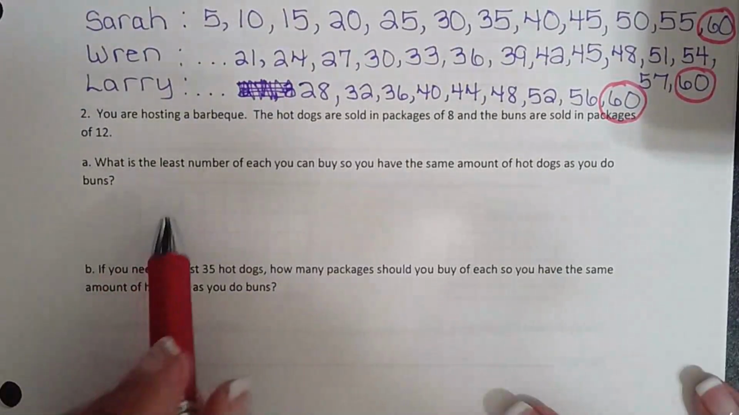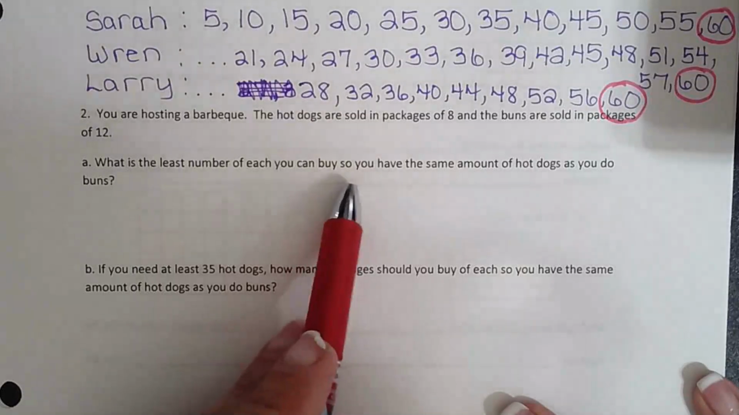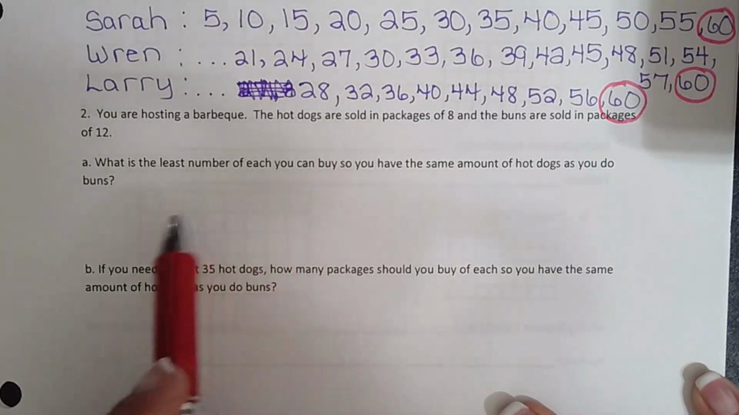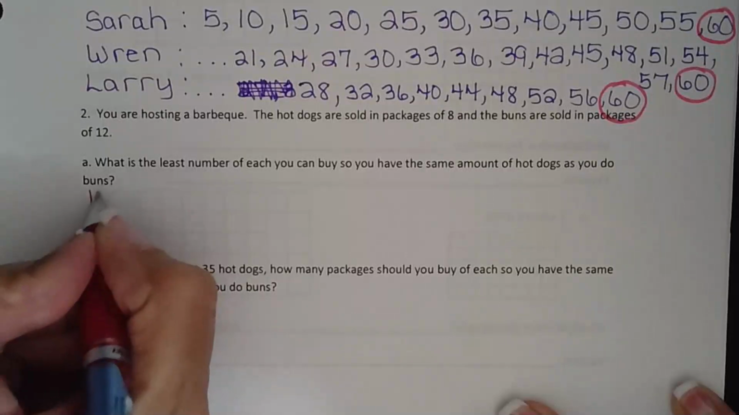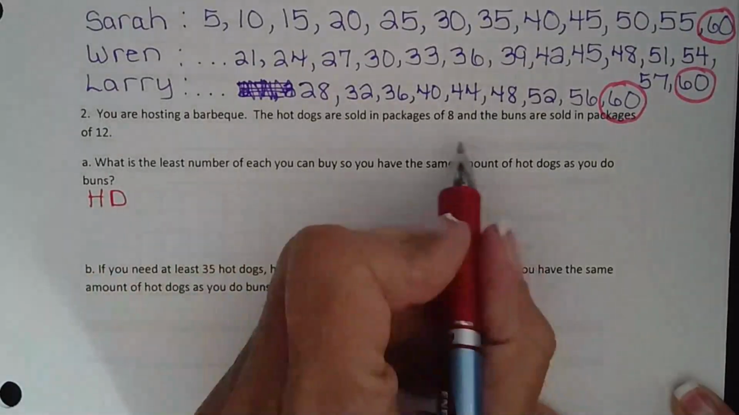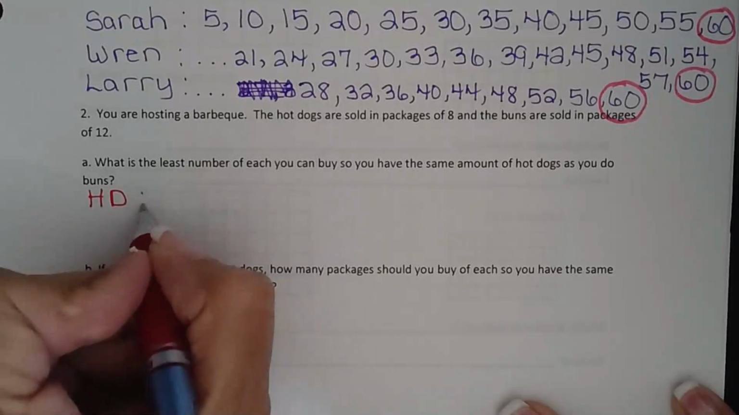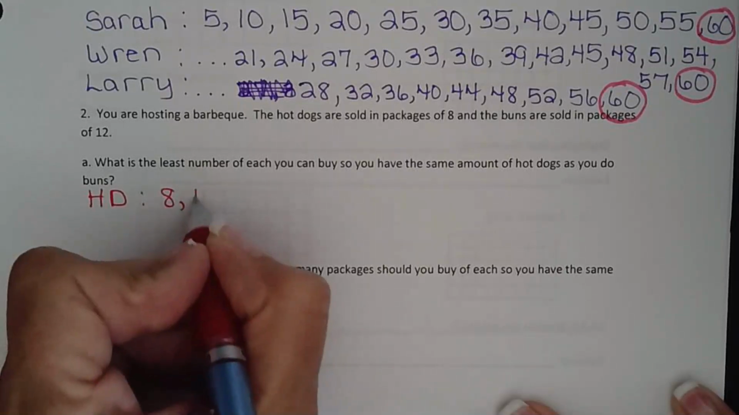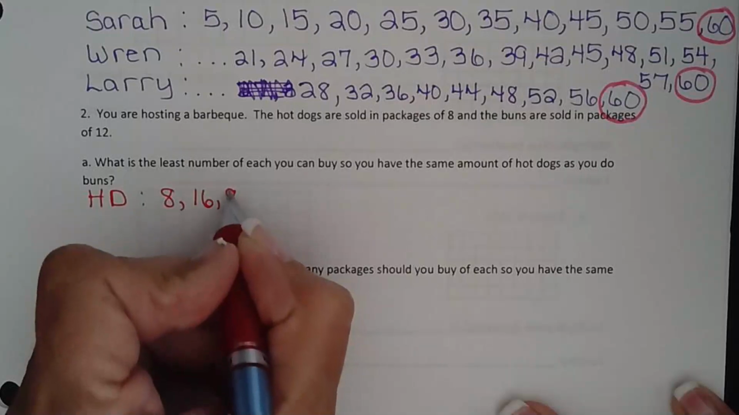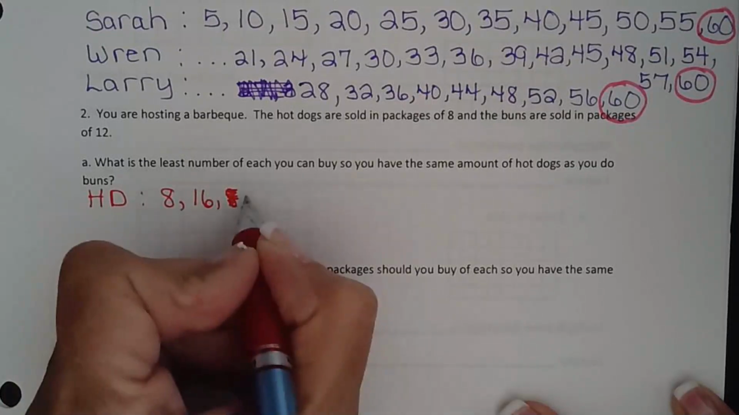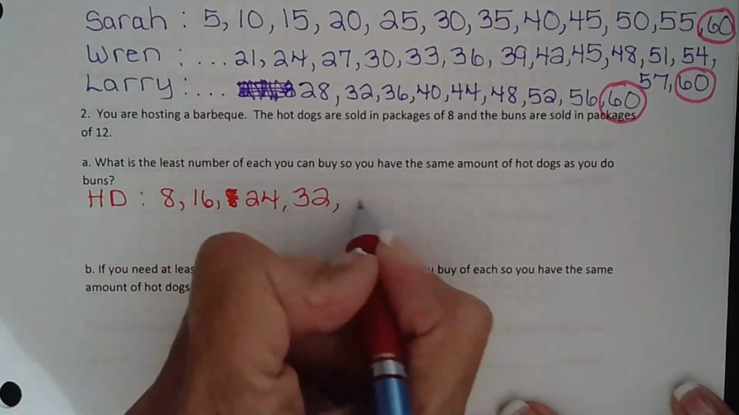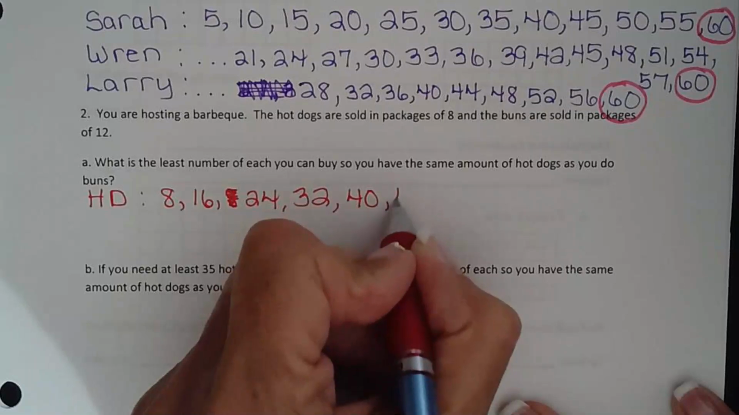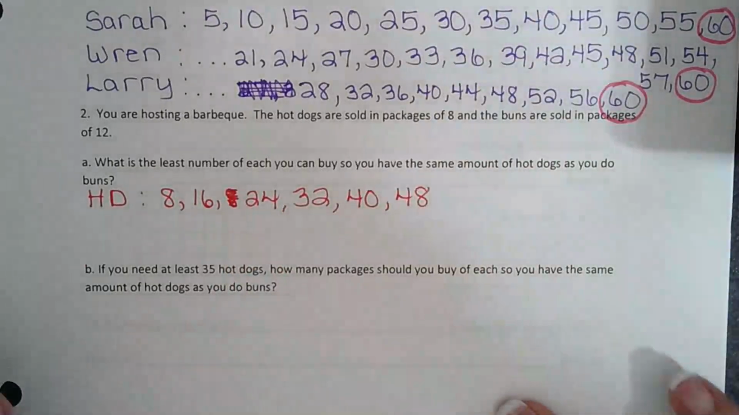So what is the least number of each you can buy so you have the same amount of hot dogs as buns? Hot dogs are sold in packages of 8. So 8 times 1, 8 times 2, 8 times 3, 8 times 4, 8 times 5, 8 times 6. We'll see if that's enough.